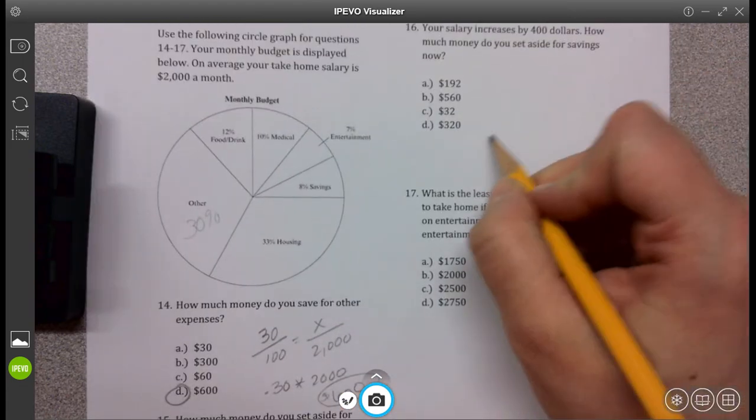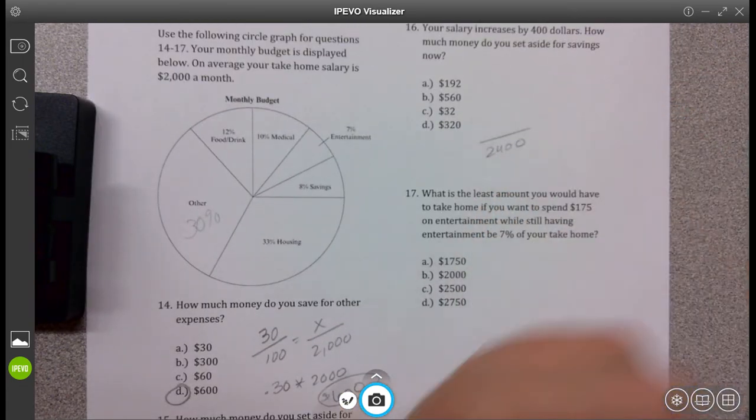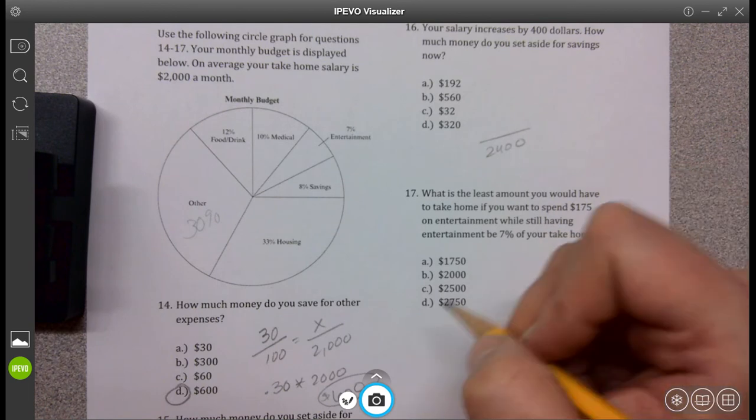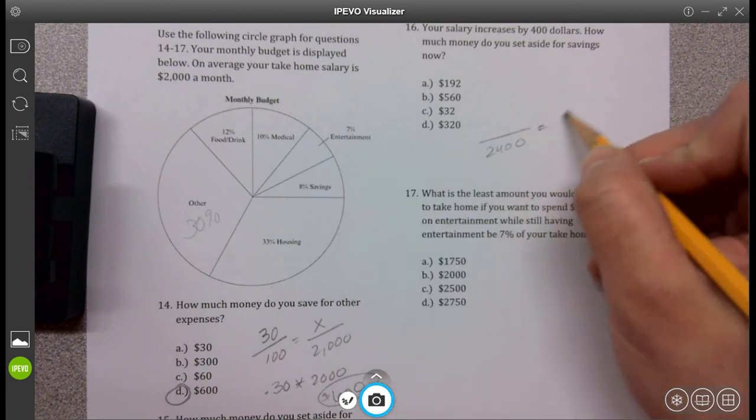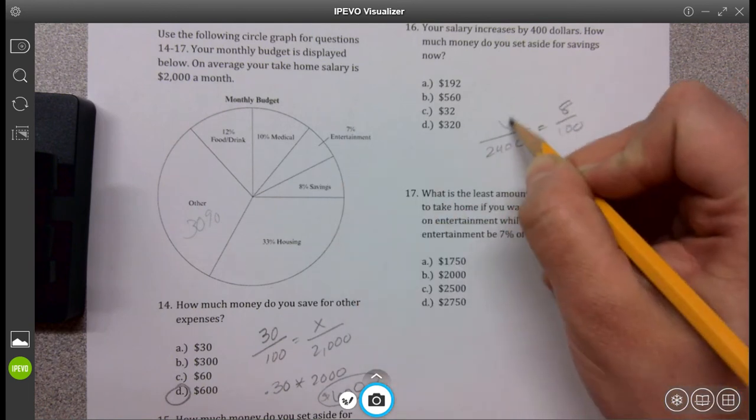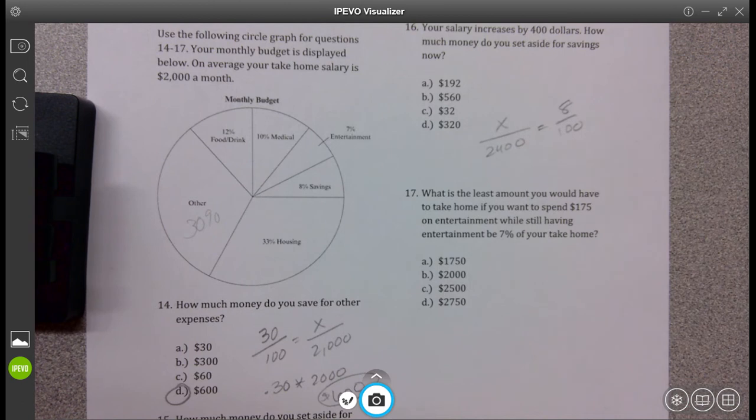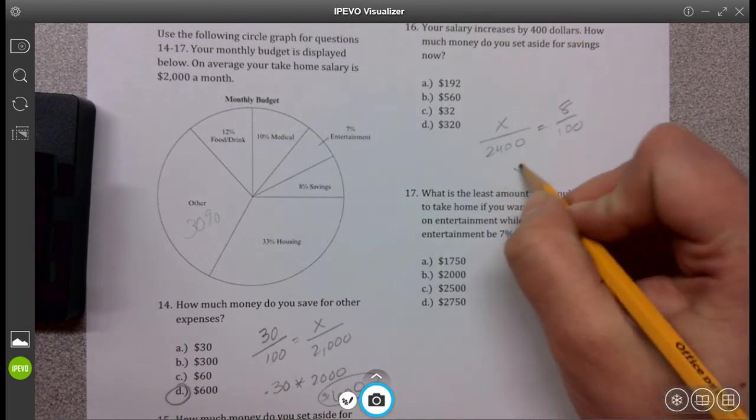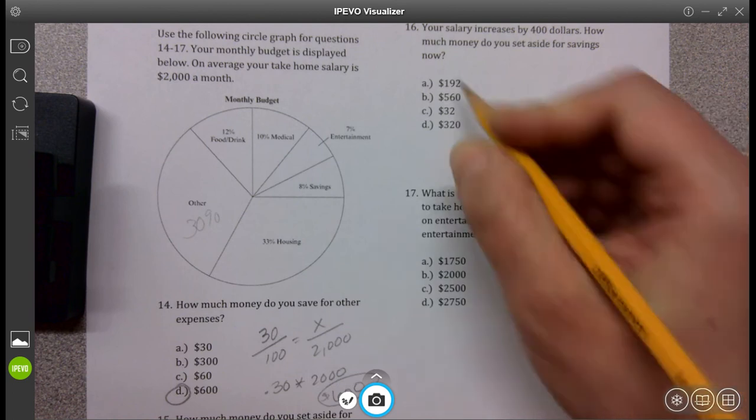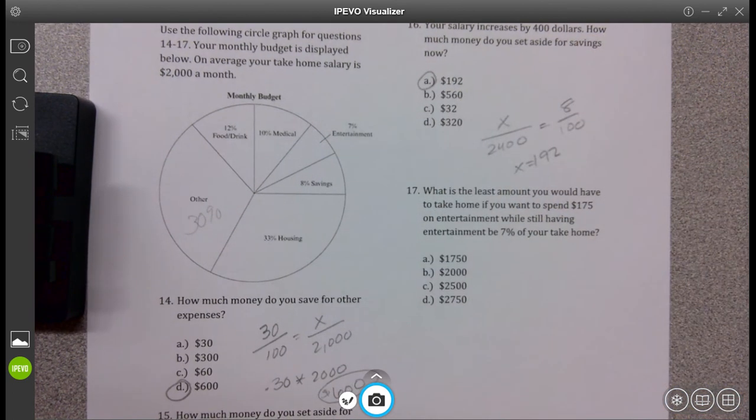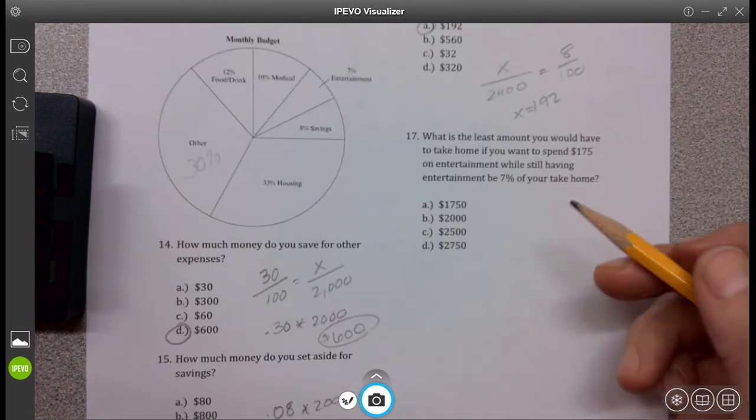Your salary increases by $400. So now we have $2,400. How much money do you set aside for savings now? Well, we know savings is 8%, so we could do it this way. We could say 8 times 2,400 divided by 100 is 192. So we went from 160 to 192.